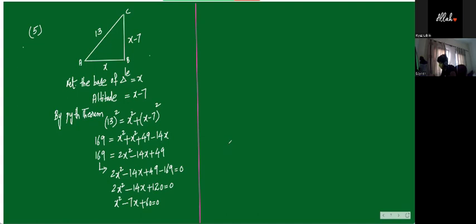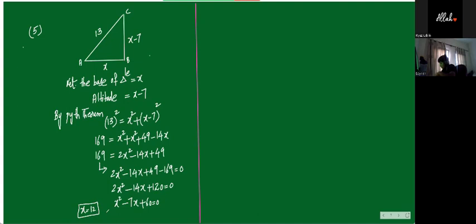X is equal to 12 and 5. Yes, x is equal to 12 and x is equal to minus 5. But minus 5, we cannot take the negative values because the base should not be negative. I wrote x squared minus 12x plus 5x minus 60, and I got 12 and 5 as the factors. Yes, it is correct. X is equal to 12 and x is equal to minus 5.